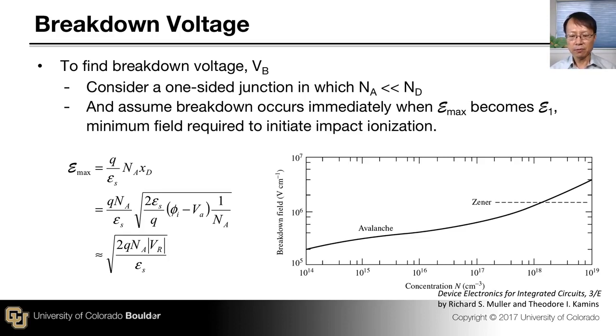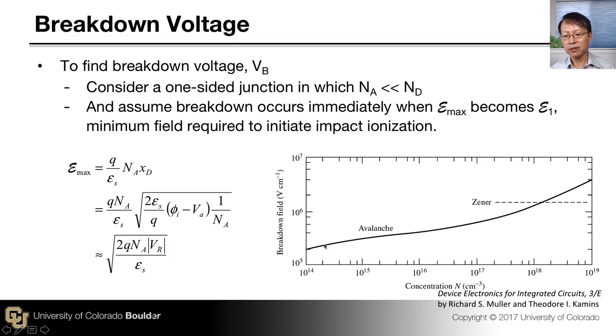So if you plot the breakdown field, which is E sub 1 here, as a function of the doping density, then the breakdown field depends on doping density, because as you increase your doping density, impurity scattering becomes more and more prevalent, and it tends to reduce lambda, the mean free path. So you tend to lose energy more efficiently, and therefore it requires higher field. So as you increase your carrier concentration, your breakdown field increases.